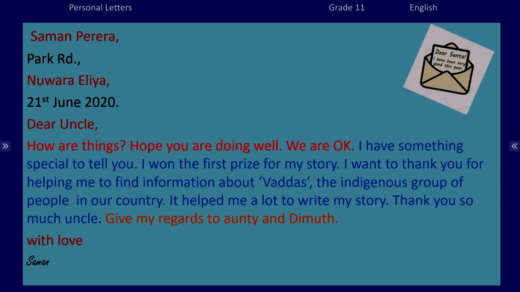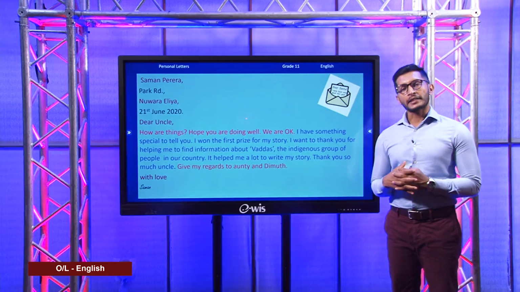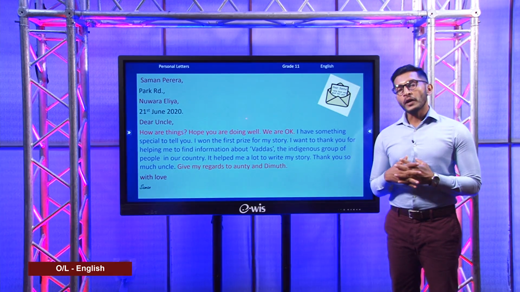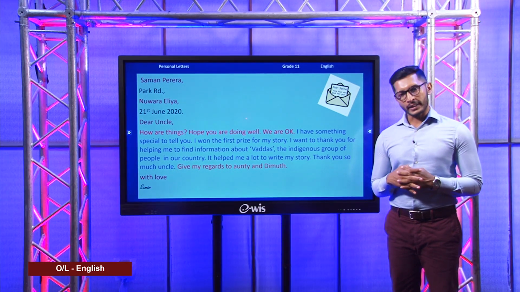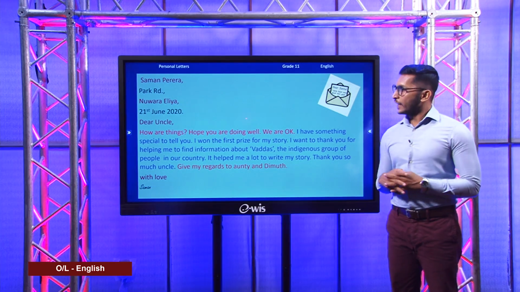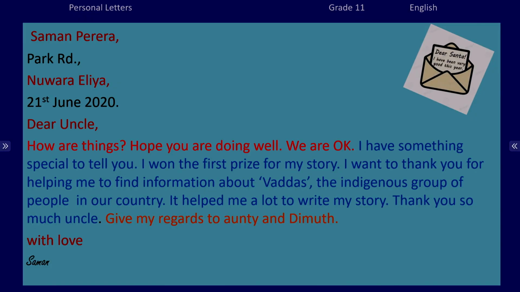When it comes to the body of the letter, it is better you divide the paragraphs there. As I told you earlier, body of the letter includes opening, the message or the content, finally the closing. Here you can see one big paragraph. It is better you write the first line given in red and then break there. How are things? Hope you are doing well. We are okay. Then break. And then next paragraph starts.